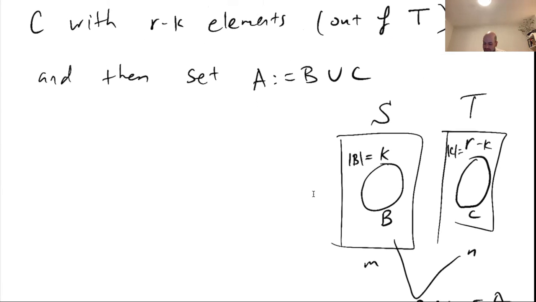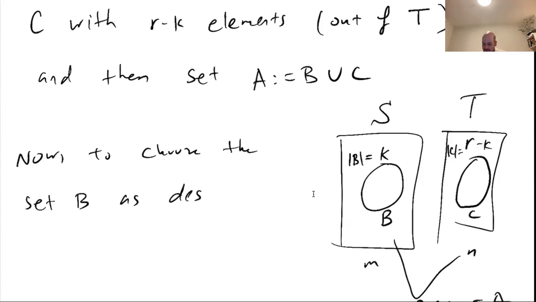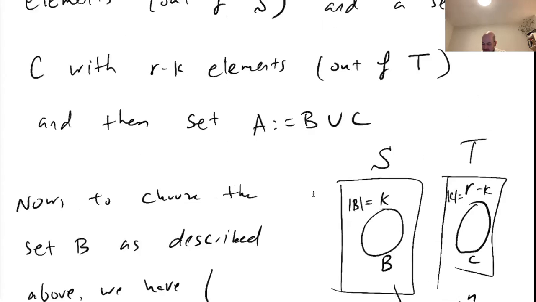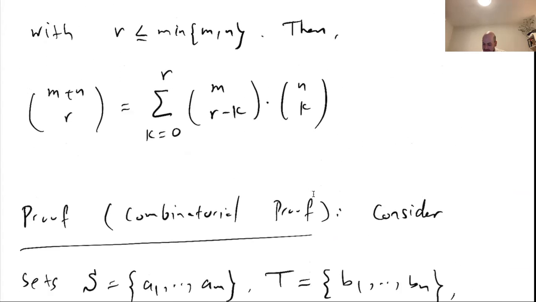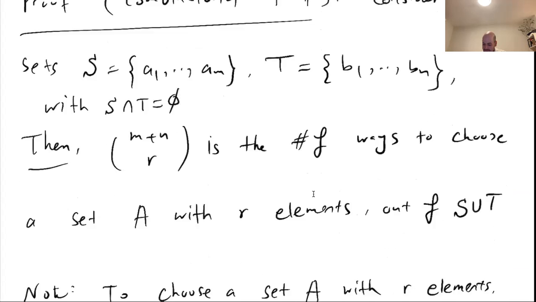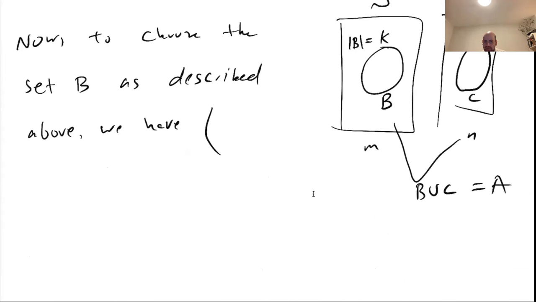So here, now to choose the set B as described above, we have, S had how many elements? S had m elements. So m choose k.